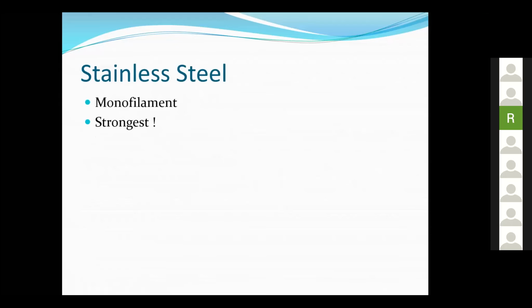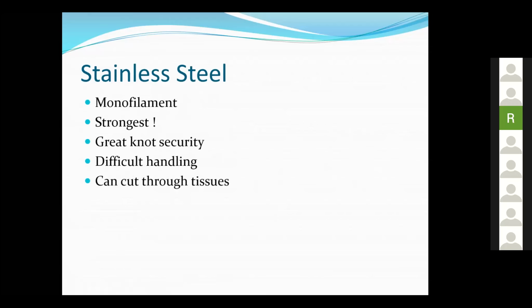Stainless steel is monofilament. It is the strongest, and the knot security is good because wherever you twist the knot, it stays there. It is difficult to handle because you are handling a wire, and it is strong, so it can easily cut through tissues when you are tying it off, and it does not bring the muscle or other tissues together. For bones, it is difficult for it to cut through.